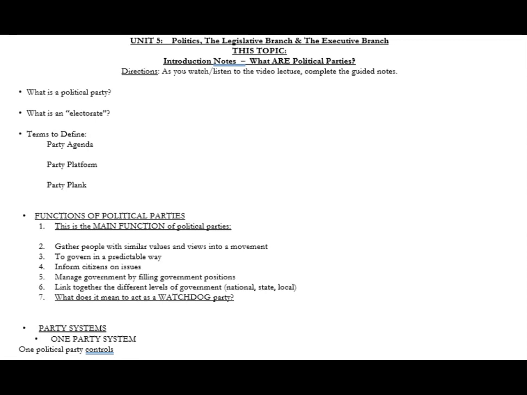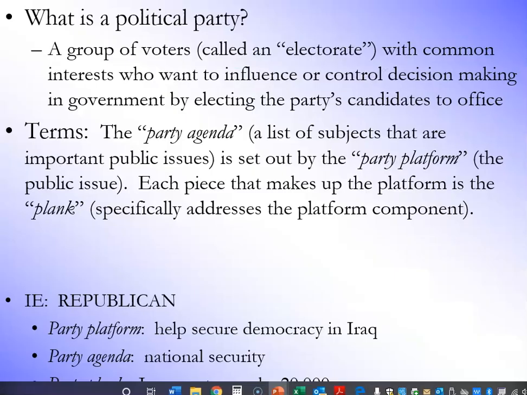So let's get started with the first question: what is a political party? A political party is a group of voters that have similarities among themselves with their ideas and beliefs, and they want to influence government, and they want to control the decisions of government. They do that specifically by getting their candidates elected to office. The electorate is a group of voters, so on your guided note sheet, you'll need to write that information down. And of course, at any point, if the screencast is going too fast for you to write down the information, please pause. Ms. Drake doesn't mind.